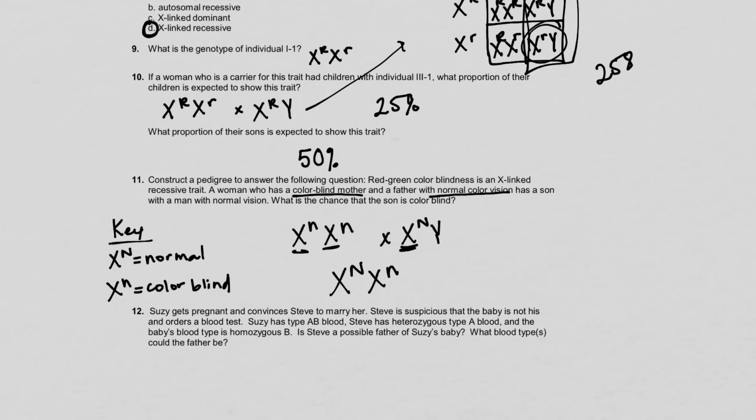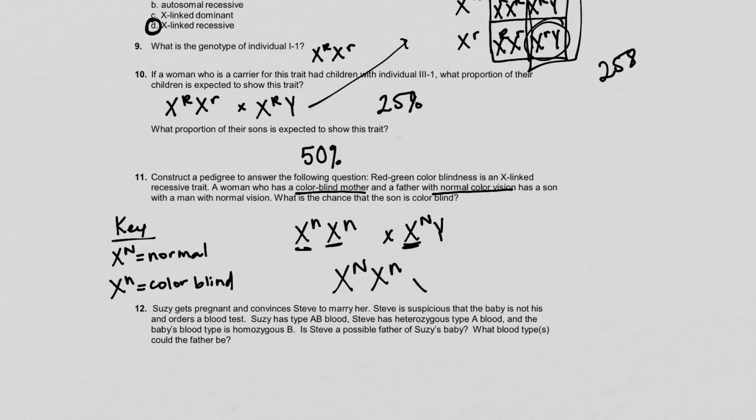And she has a son with a man with normal vision. Well, his genotype has to be this, because it's the only way. I'll make that X for the cross a little smaller so it's not confusing. So this has to be his genotype. So now we know what the parental genotypes are that they're asking us about. We can set up our cross.